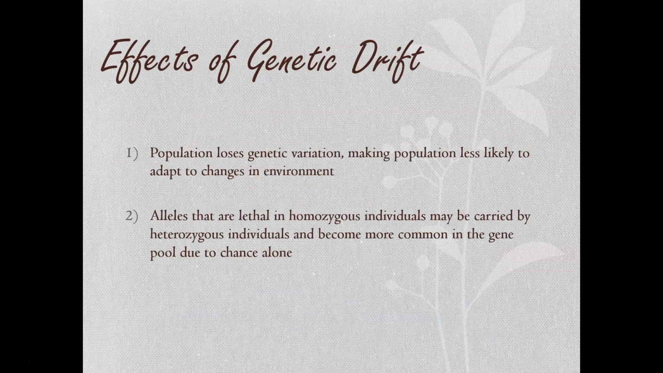So overall, whether you're talking bottleneck effect or founder effect, the overall effects of genetic drift are relatively the same. The population is going to lose its genetic variation, and if they lose that genetic variation, especially if the variation necessary for their survival gets decreased, the trait that they needed to survive isn't as frequent, then any changes in those environments may cause that population to be less likely to adapt. AKA, if it's bad enough, they may end up going extinct.